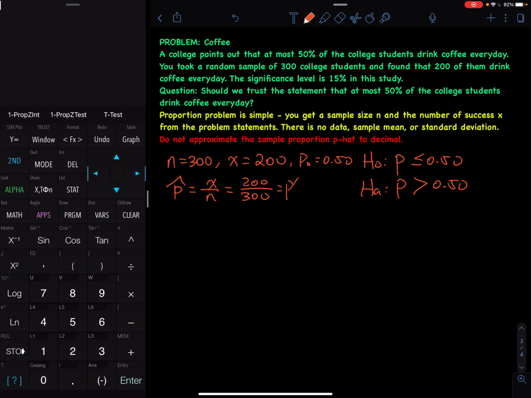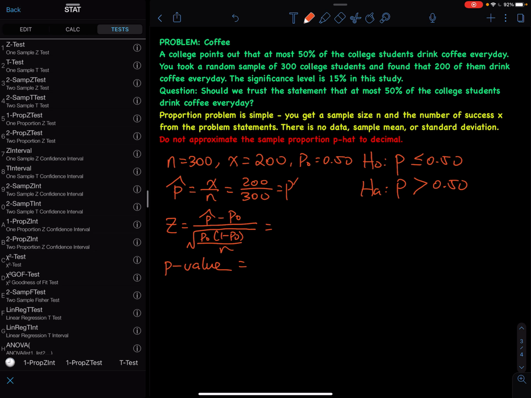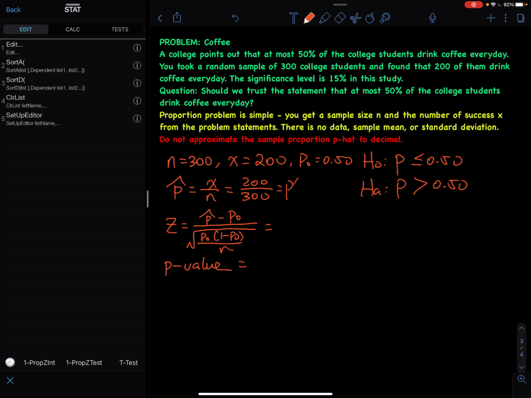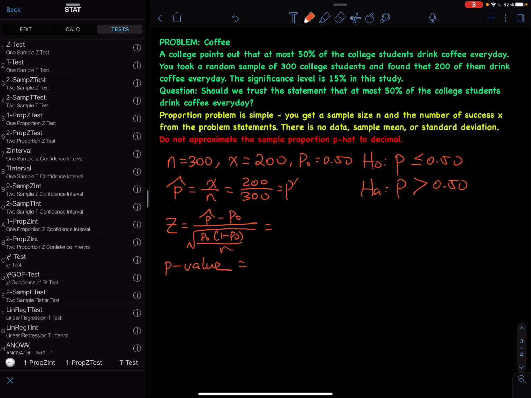And then the next step is you have to calculate the test statistic, which is z equals p hat minus p naught divided by the square root of p naught times 1 minus p naught divided by n. And then you also need to report the p-value. Okay, so let's do this in my calculator. We go to stat, and then you go to test, you start at edit, right? And then you go to test, and this time you select 1-PropZTest, which is in line 5, one proportion z test.